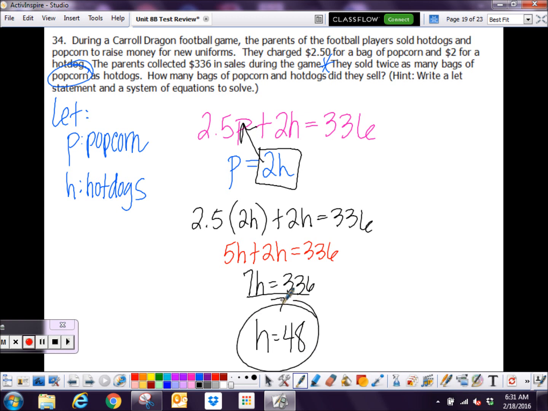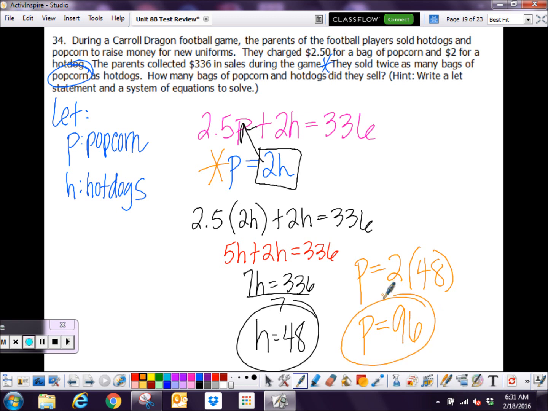So that's how many hot dogs we sold. Now we need to figure out how many popcorns we sold. And the easiest equation to get that from is that second equation that we wrote. So P is equal to 2 times hot dogs. So P is equal to 2 times 48, which would be 96.